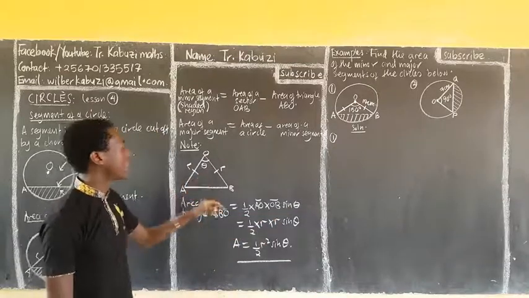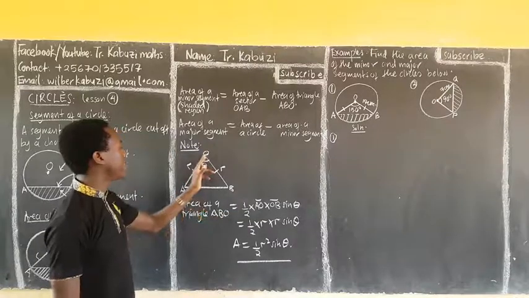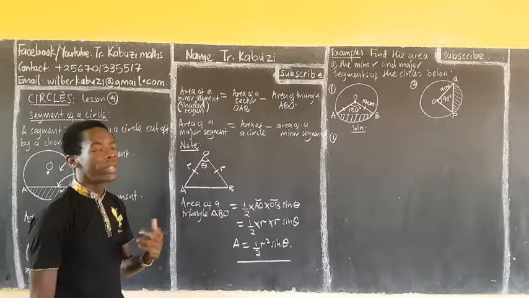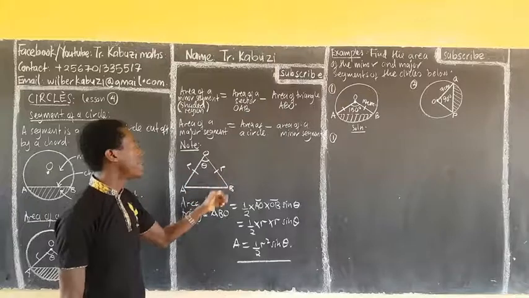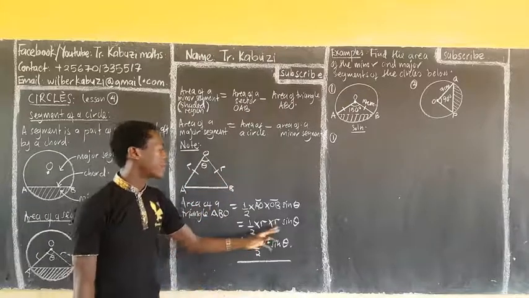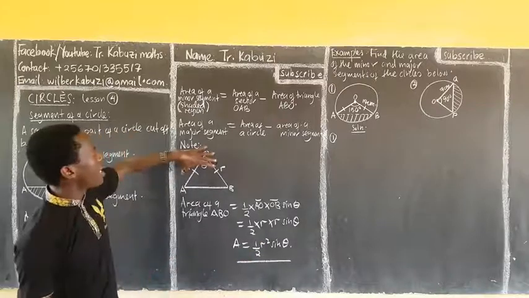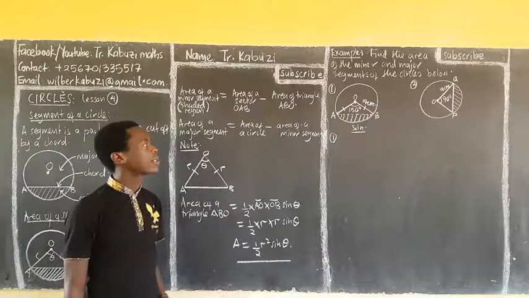So the angle is theta, so the area is a half times this length times this length, then sine of the angle between those two. But you see that our AO is r and OB is r also. So r times r sine theta, which will be r squared sine theta. So, the area of this triangle is given by a half r squared sine theta.